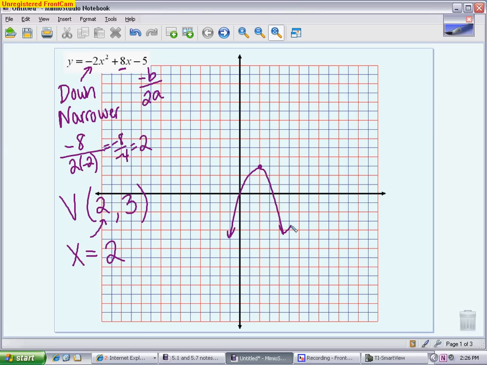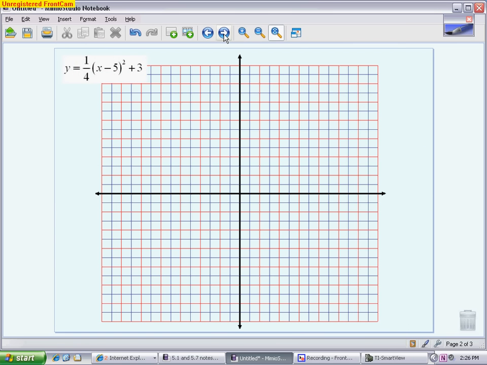That's it. I don't need to be more accurate, but you can get a few more points if you want it to be more accurate, but your vertex better be in the right place and you better be opening the correct way. That is standard form. The second form that we discussed was called intercept form.